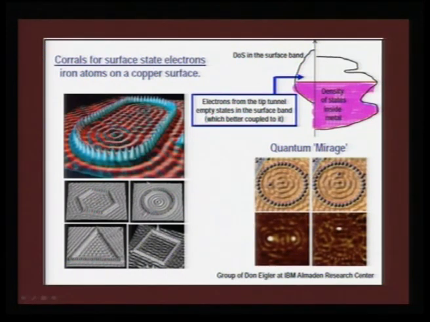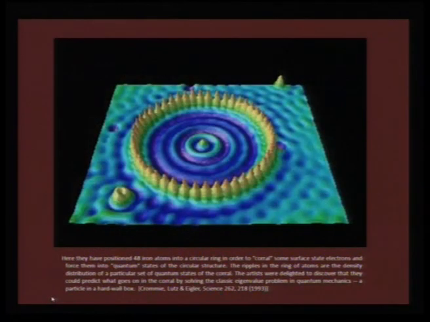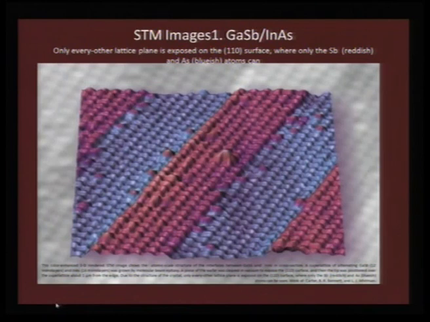Here is one coral surface which shows how iron atoms can be grown on copper, and each one is an iron island which can be properly placed using an STM tip. So several such things can be done. This is a 48 iron atom coral dumped on a copper surface, and this was again done by the same group. So several things can happen.